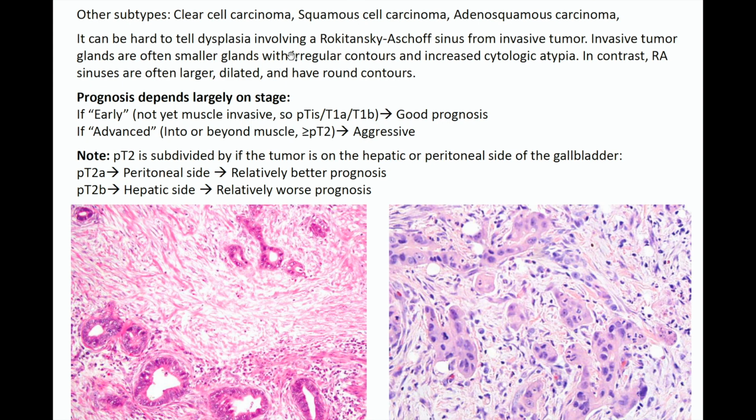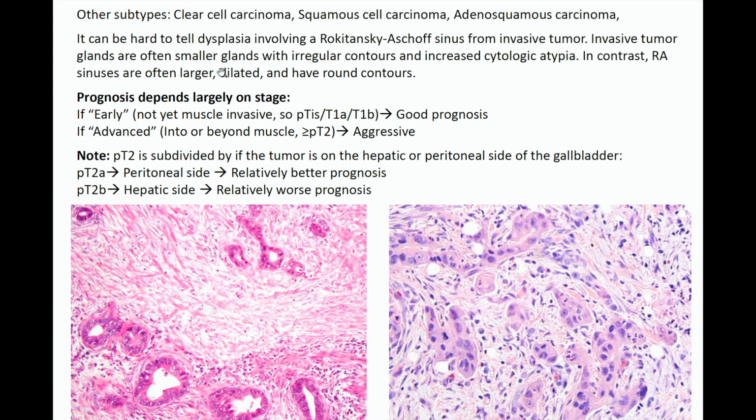Invasive tumor glands are often smaller glands with irregular contours and increased cytologic atypia. In contrast, RA sinuses, Rokitansky Aschoff sinuses, are often larger, dilated, and have round contours. And the prognosis depends largely on the stage.